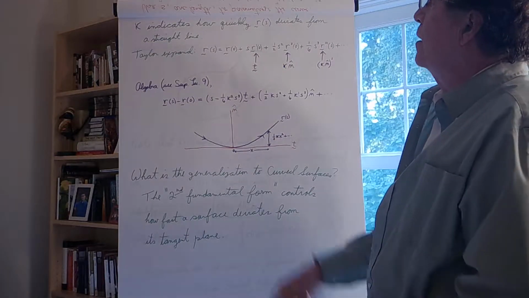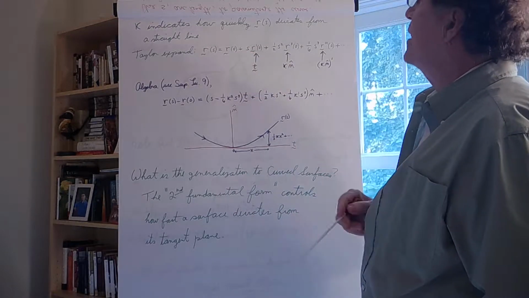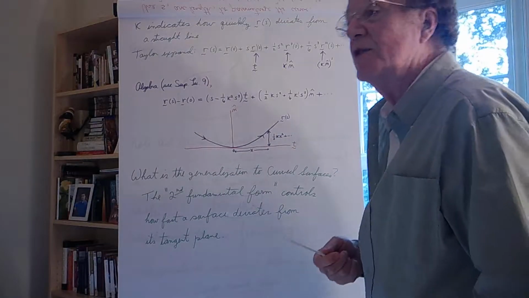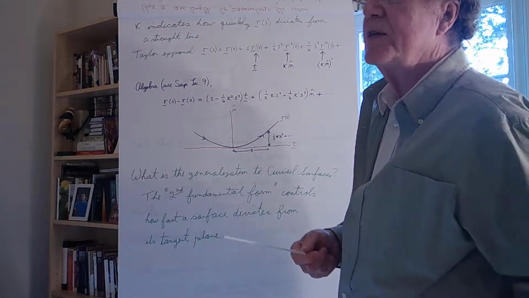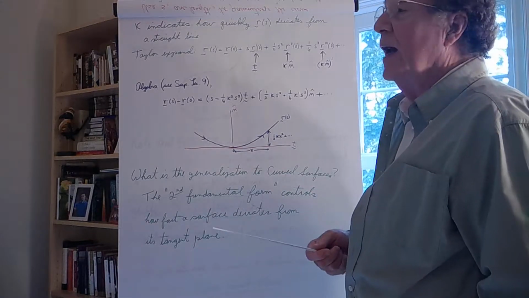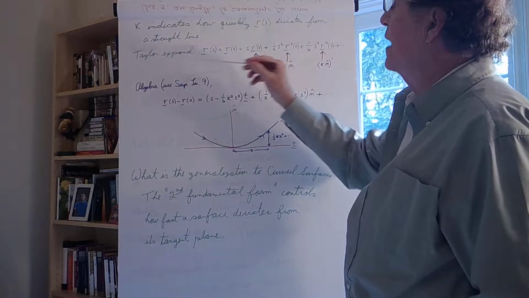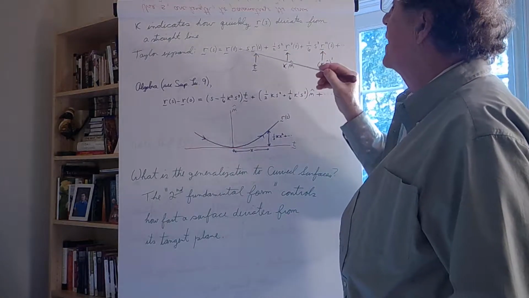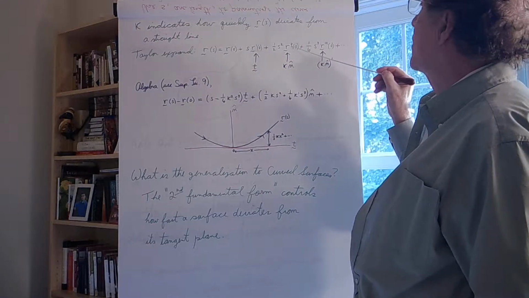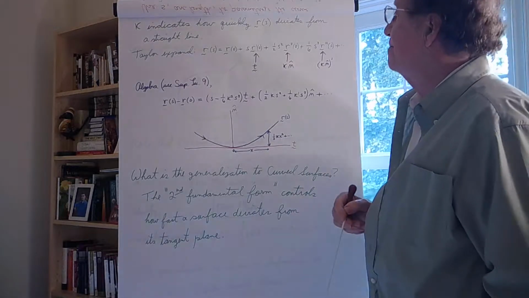Okay. Now to show that kappa indicates how quickly r deviates from a straight line, we just use a Taylor expansion and look at how the position of a point on the curve deviates from a straight line as s increases from 0. So here I've just written the Taylor expansion of r of s. It's r at 0, first order deviation, second order deviation, third order deviation, etc.